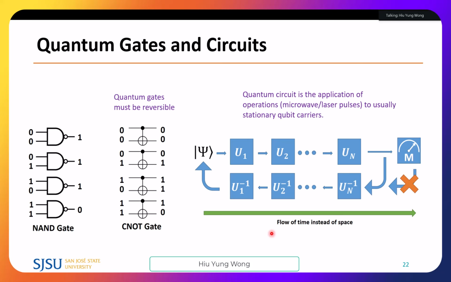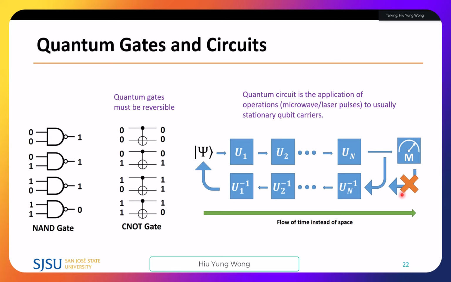So what is a quantum circuit? At least for superconducting qubit, spin ion, or trapped ion, it is like this. You have a state, a wave function. You apply gates to it, more gates, and finally you do a measurement to get the result. In this process, you can always go back because you just apply the inverse gate, then you will go back to the previous state. But in this process, this is the flow of time, remember.